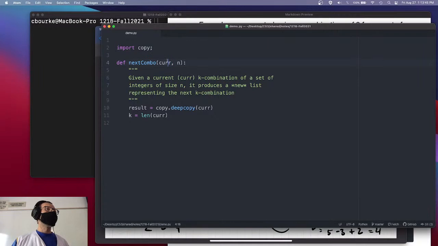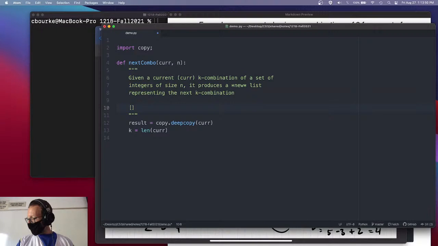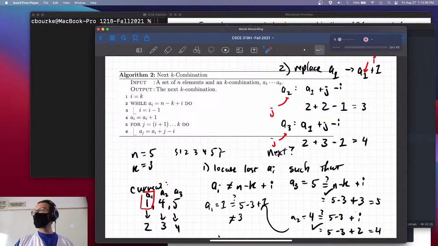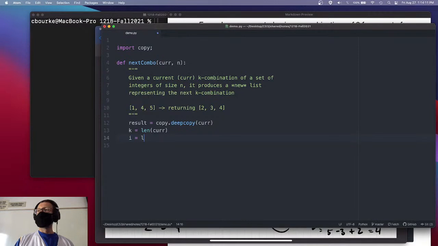In fact, let's go ahead and understand this a little bit. If we're given what was it before, our example before, 1, 4, 5, it'll end up returning 2, 3, and 4, okay? So k is our length. What's the first step here? I set i equal to k, but in this case, I'm going to go minus one immediately. Why? Python is zero indexed, right?